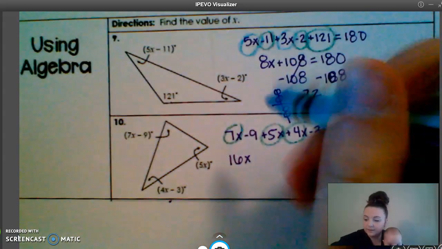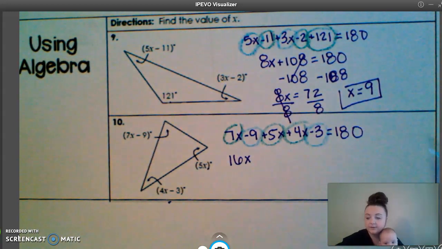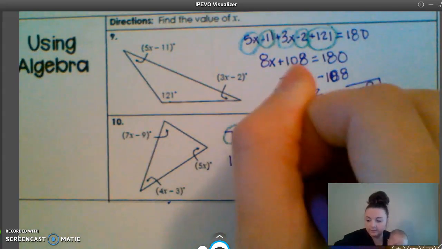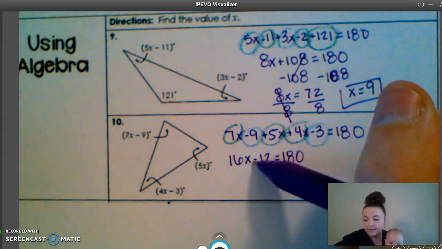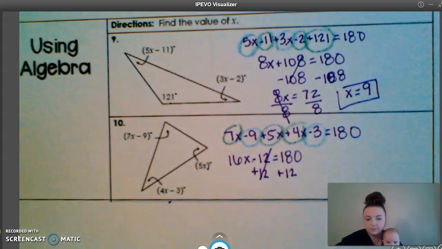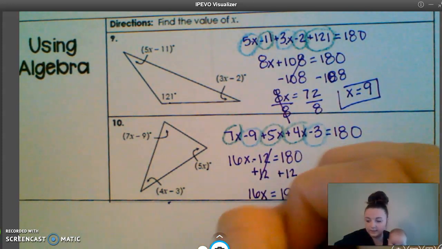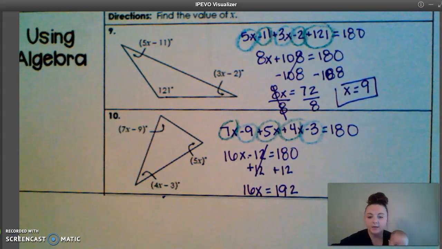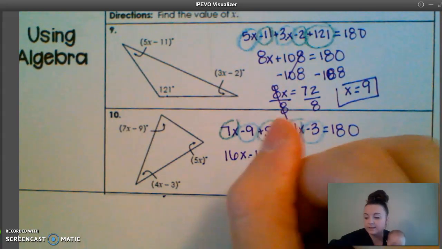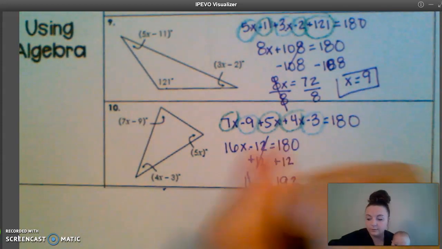And then we've got negative 9 and negative 3. So if you put negative 9 and negative 3 together, you have 12 negatives. So minus 12 equals 180. So to get rid of the minus 12, I need to add 12 to both sides. So plus 12. So then 16x equals 192. Okay. What we need to do now is we need to divide by 16 on both sides. When we divide by 16 on both sides, we get x equals 12.